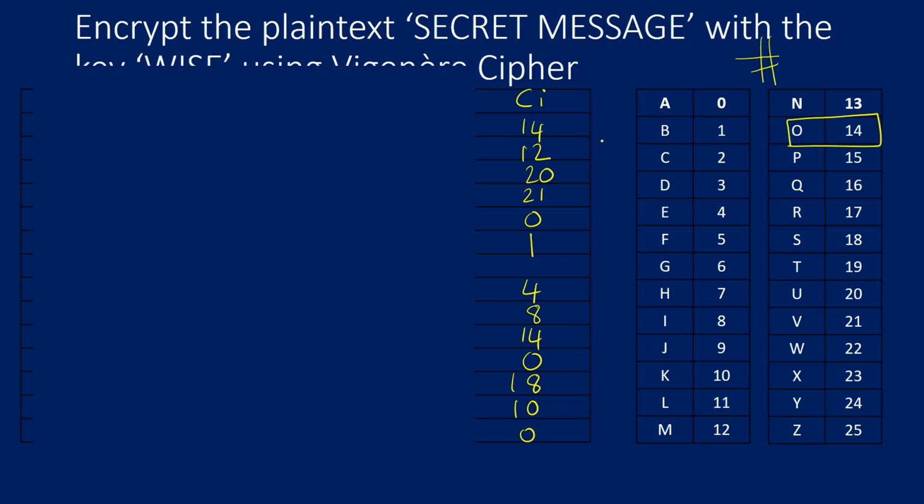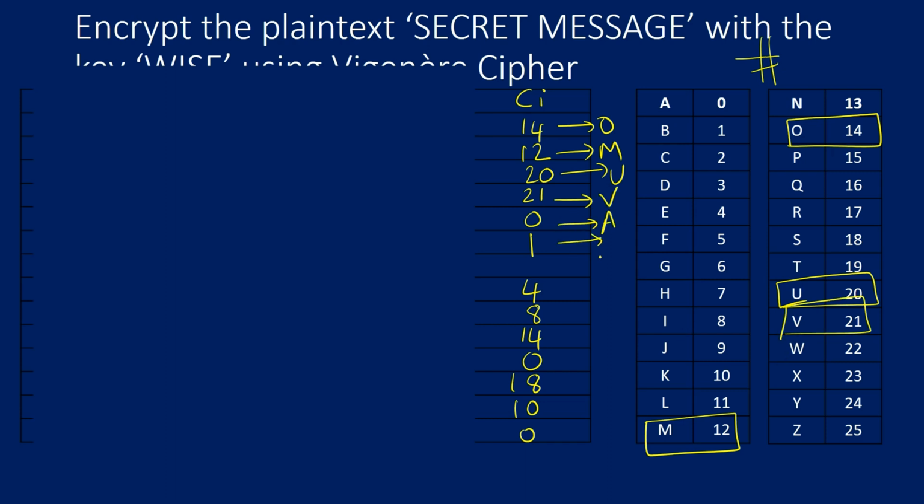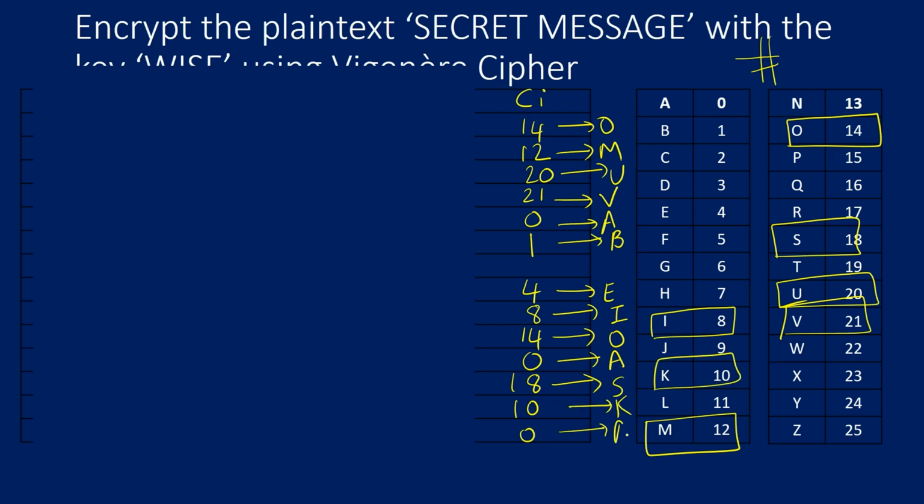So number 14 is assigned to letter O, number 12 corresponds to letter M, 20 corresponds to letter U, 21 corresponds to letter V, 0 corresponds to A, 1 corresponds to B, 4 corresponds to E, 8 corresponds to I, 14 is assigned to O, 0 is assigned to A, 18 is assigned to S, 10 is assigned to K and 0 is assigned to A.